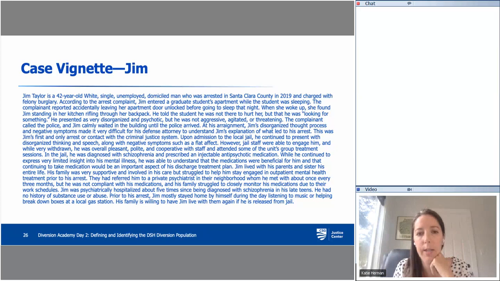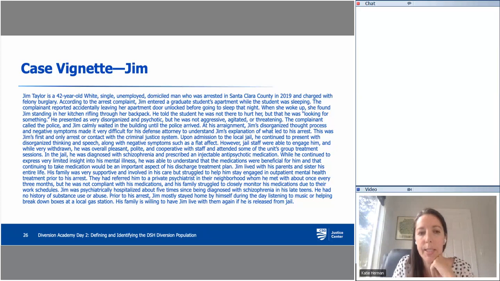Upon admission to local jail, he continued to present with disorganized thinking and speech, along with negative symptoms such as flat affect. However, jail staff were able to engage him, and while withdrawn, he was overall pleasant, polite, and cooperative with staff and attended some of the unit's group treatment sessions. In the jail, he was diagnosed with schizophrenia and prescribed an injectable antipsychotic medication. While he continued to express very limited insight into his mental illness, he was able to understand that the medications were beneficial to him and that continuing to take medication would be an important aspect of his discharge plan.